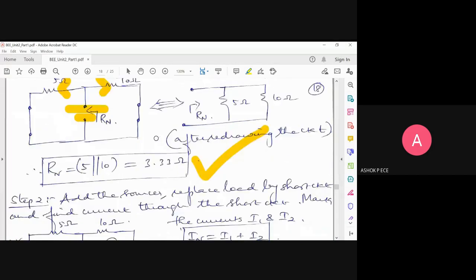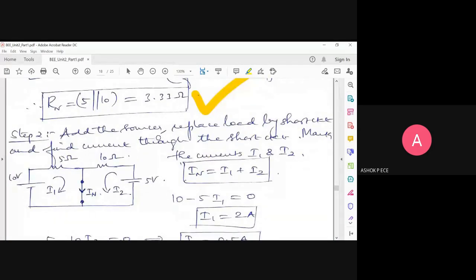Step two, we will be doing one part the same. We'll be adding back the sources, and we'll be leaving the terminals open as in Thevenin's theorem, right?